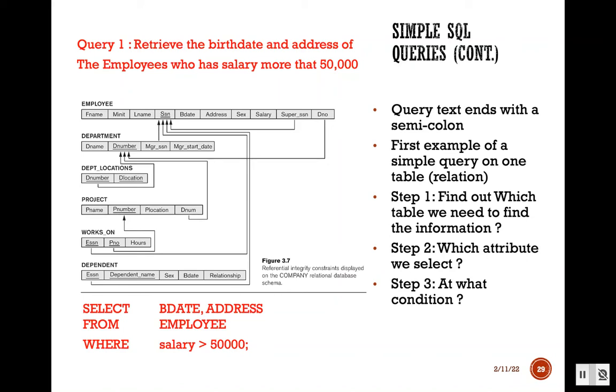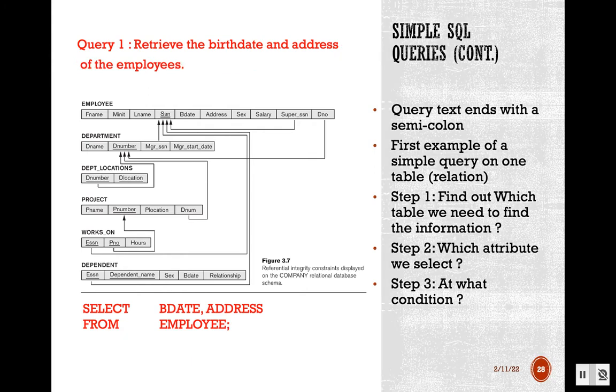All right, hello everyone. So we are going to see more examples of select statement. The last statement we talked about is a simple one when we need only one table, and we said that we are going to need only two attributes. So the query looks like select bdate, address from employee.